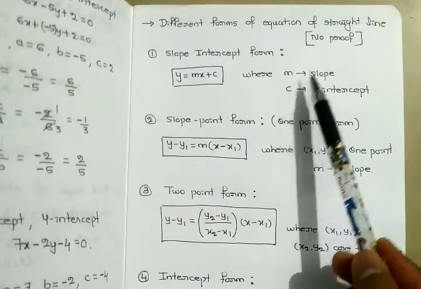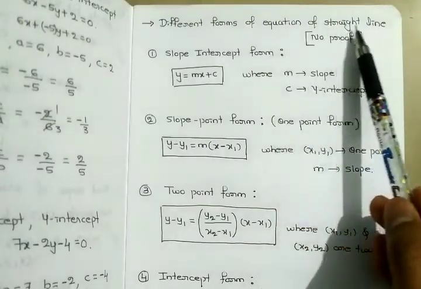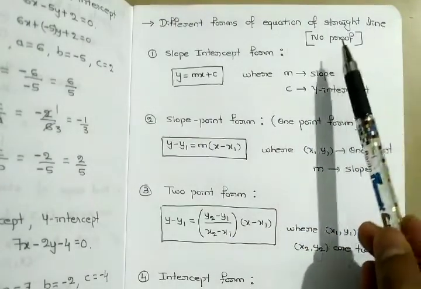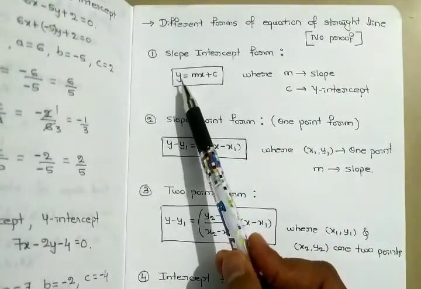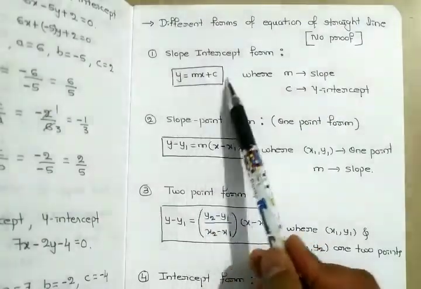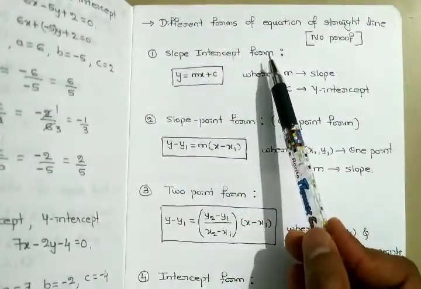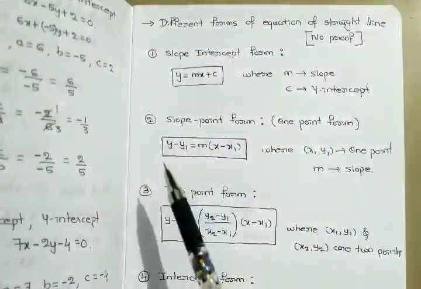In the examination, if in the question they give the slope m value and the y-intercept c value, and if they ask you to find out the equation of a straight line, that time you have to apply which formula? y is equals to mx plus c. This formula is called the slope intercept form. This is the first one.